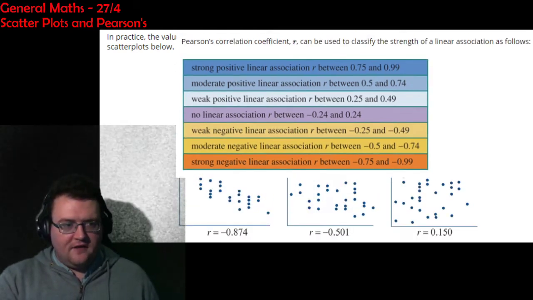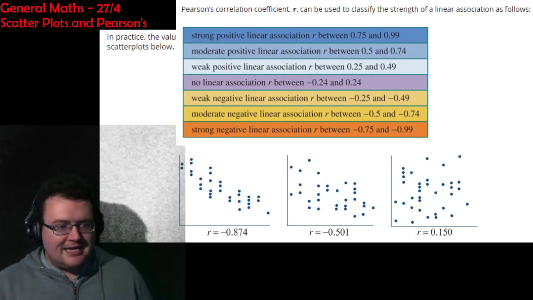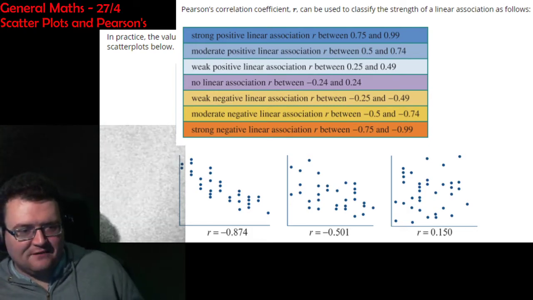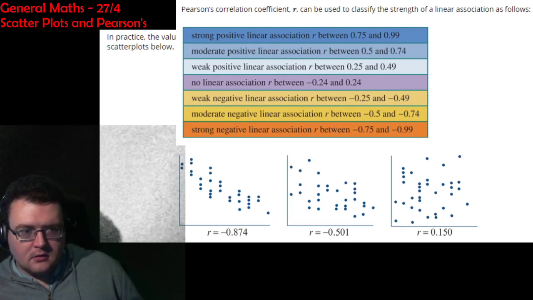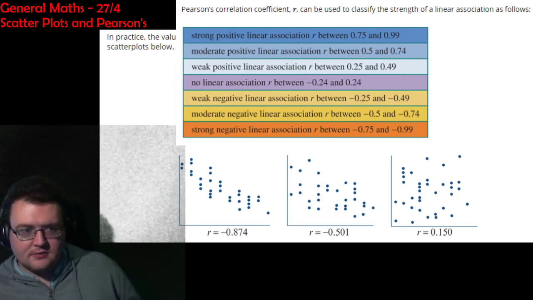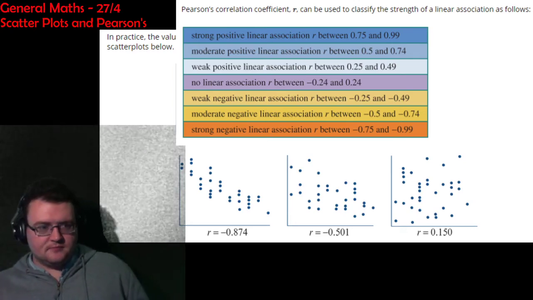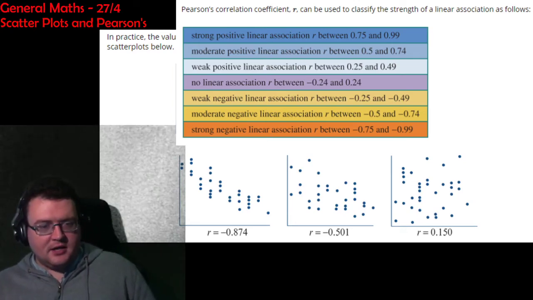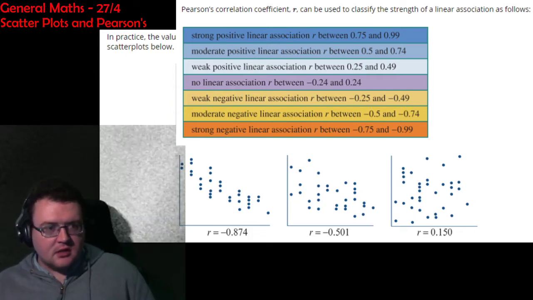All right, looking at the other three. Negative 0.874. It's a very, very strong negative response. The next one would be a moderate negative response.